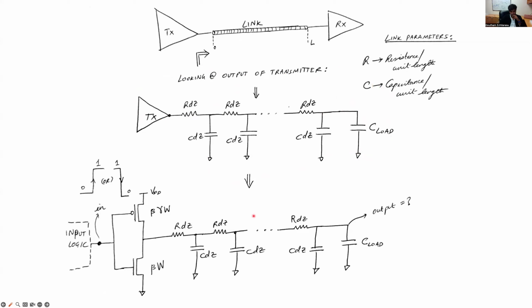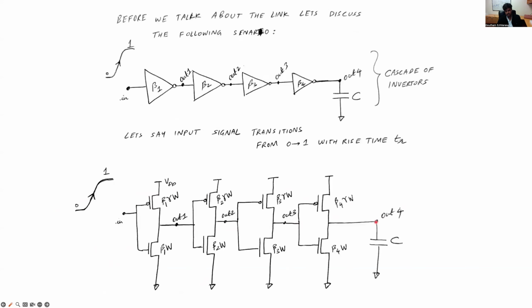So now if you go into the circuit domain, what does this look like? You have some input logic, which is now going to drive the parallel combination of the NMOS and the PMOS. And this could, for example, be a beta inverter that's going to drive this link, which is a distributed RC model, finally driving some load capacitance C load. So the question is, imagine that the input has a 0 to 1 or 1 to 0 transition. How does the output transition actually look, and how can we model this, right?